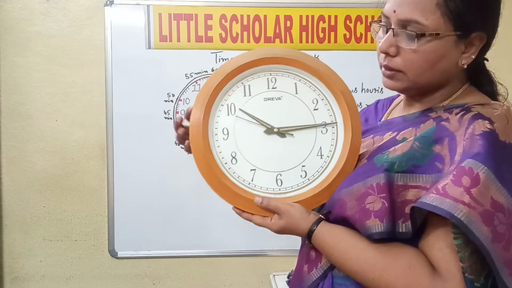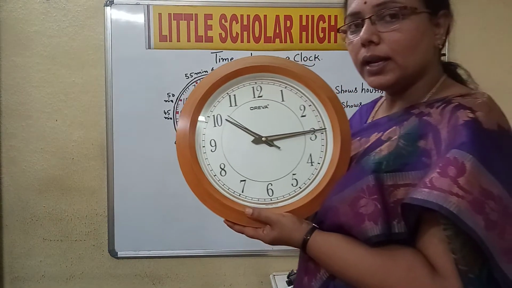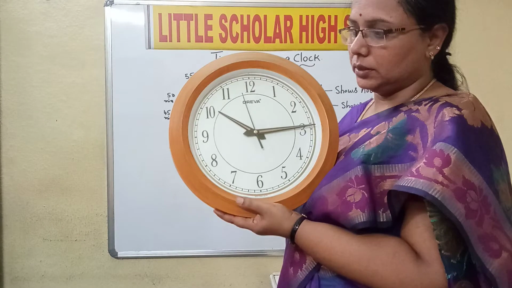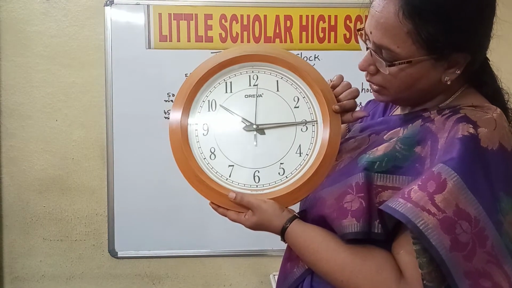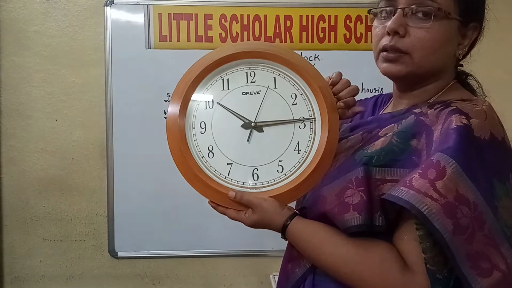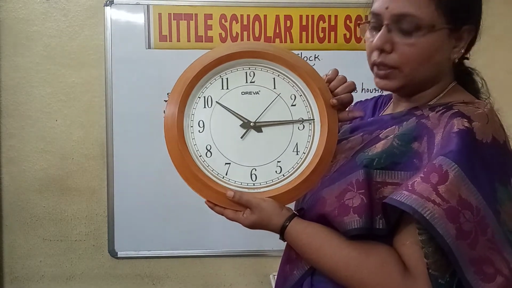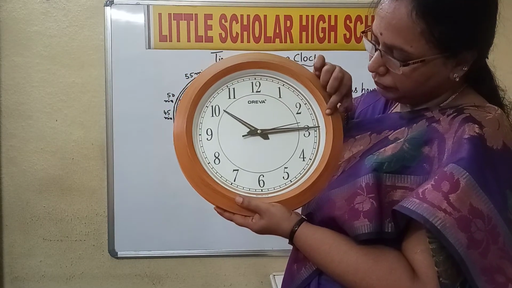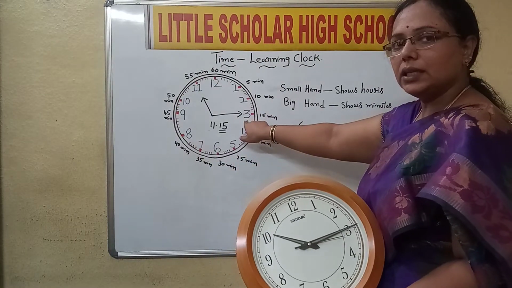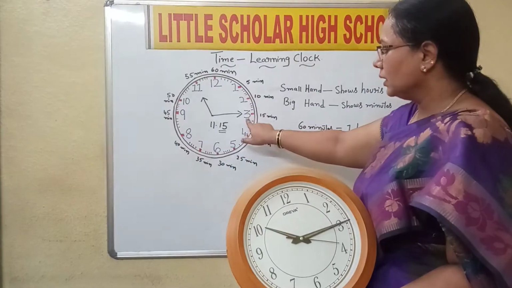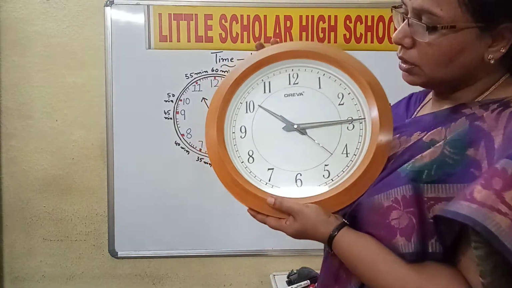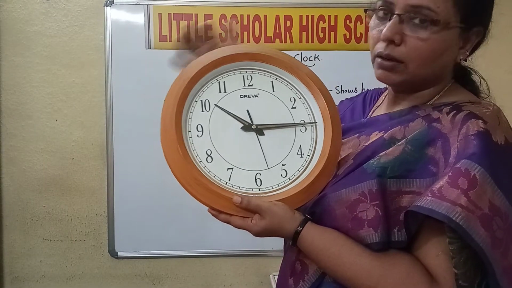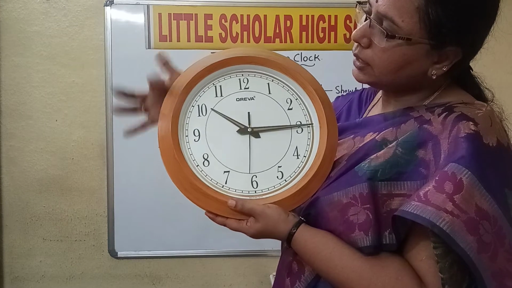Yes. Where is the small hand? 10. And the small hand will always tell us hours. That is clear. The small hand will always tell us hours. Okay. So 10. Where is the big hand? The big hand is on 3. That is 15 minutes. So what is the time? 3 will indicate how many minutes? 15 minutes. So 10:15 or quarter past 10. Okay?